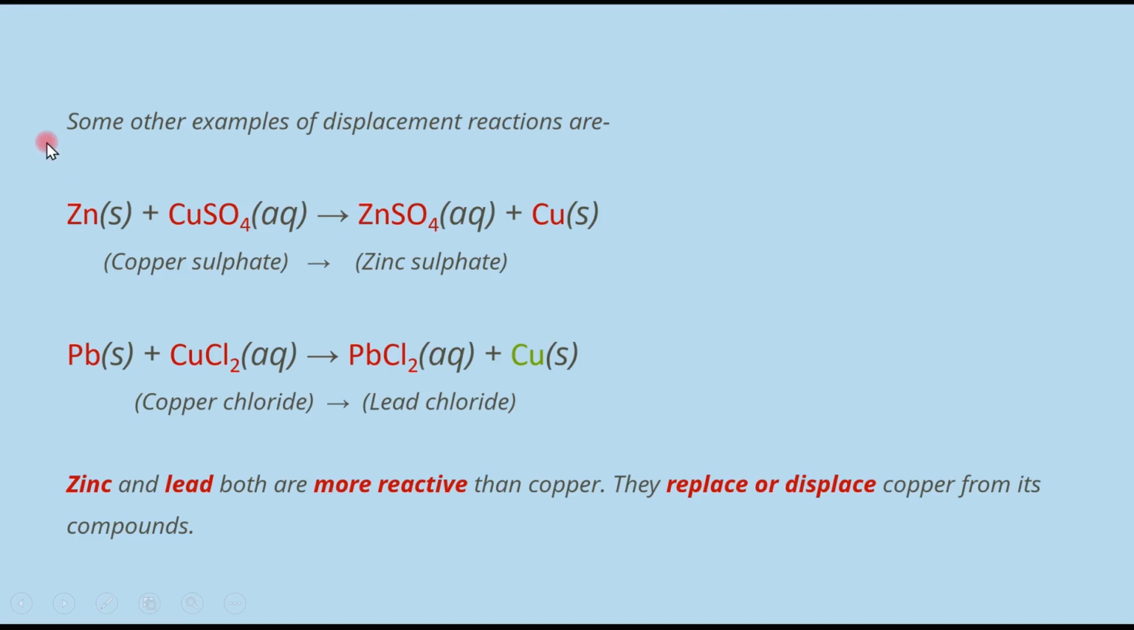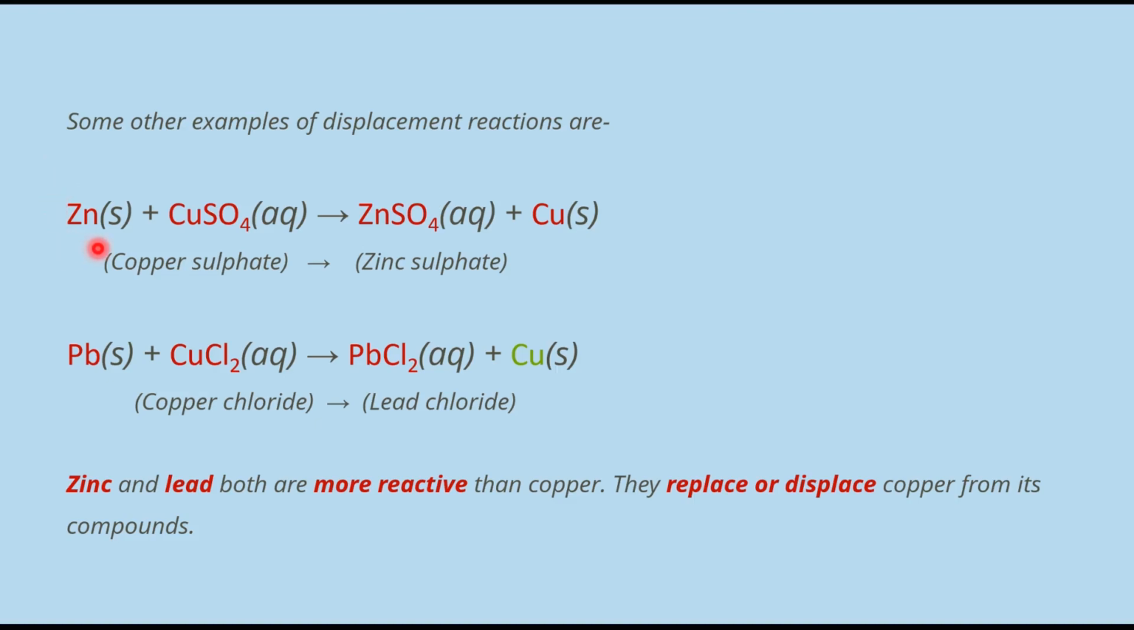Dear student, let us understand other examples of displacement reactions. Here, two examples we have to consider. In these two examples, two metals are used: Zn and lead. Zinc and lead are the two metals which are reactive in nature. These two reactive metals displace copper from the compound. Let us see the first example.